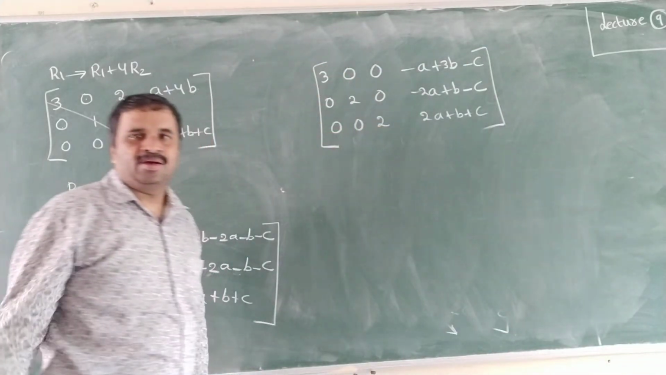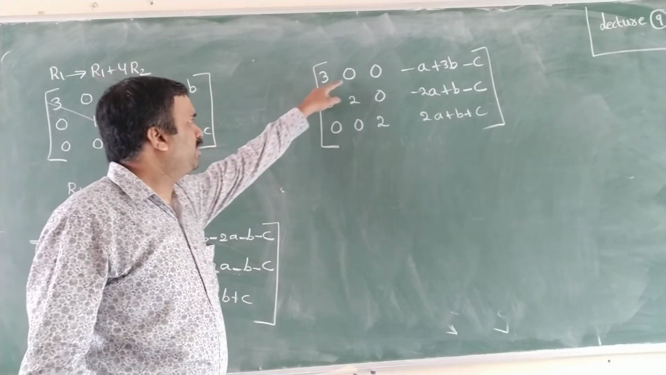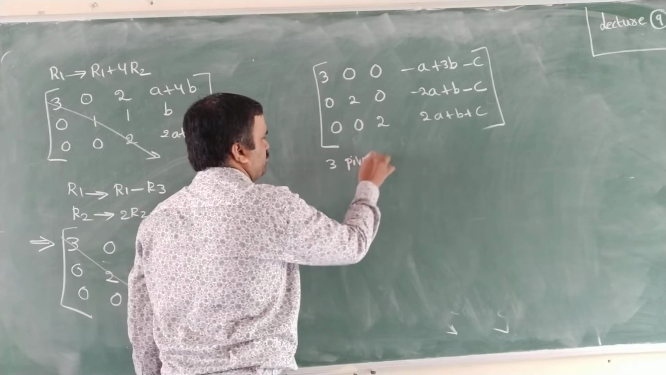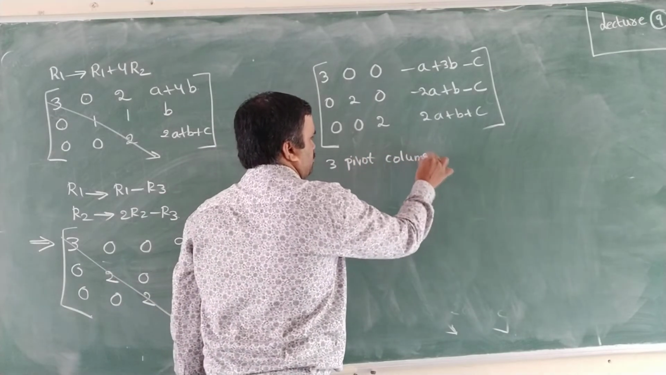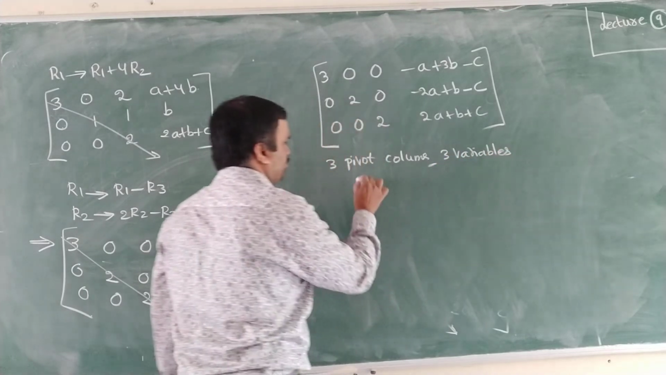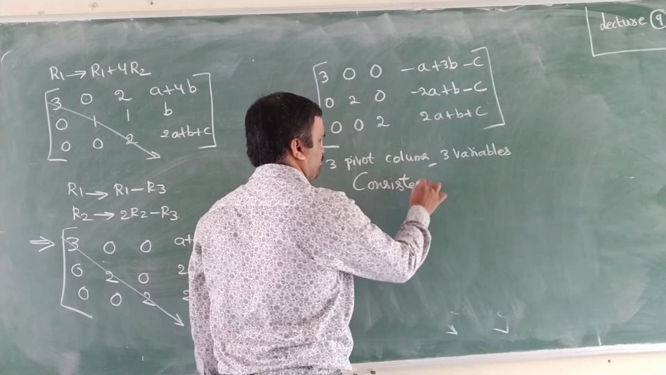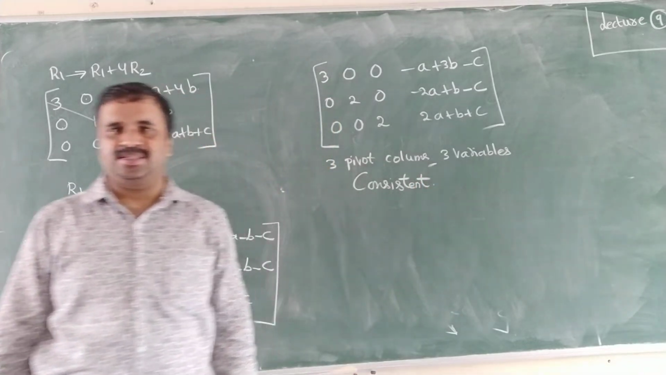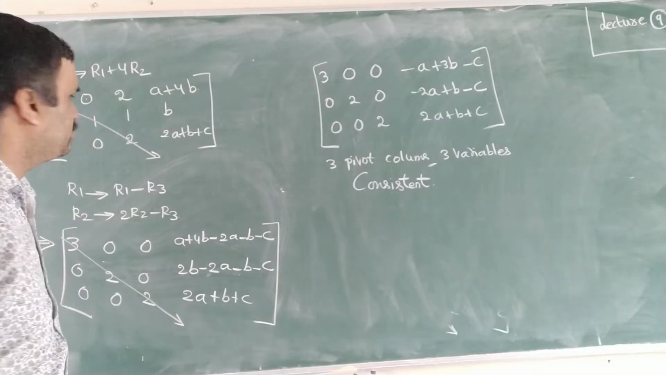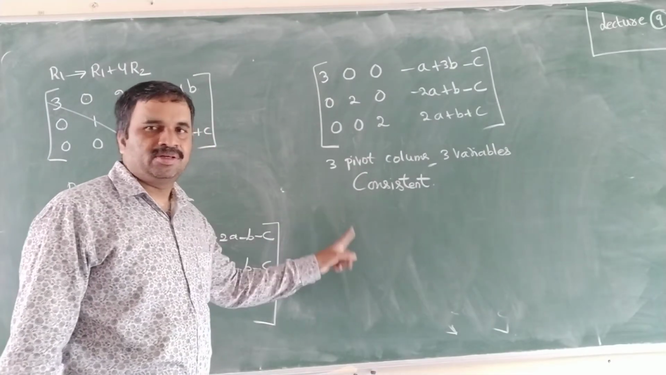If you observe here, I got 3 pivot columns. I got 3 0 0, one identity column, one pivot column, again pivot column, again pivot column. 3 pivot columns we got and 3 variables we have. So it is consistent. As it is consistent, I can find a solution for C1, C2, C3. Now, continuing, I find a solution for this one.